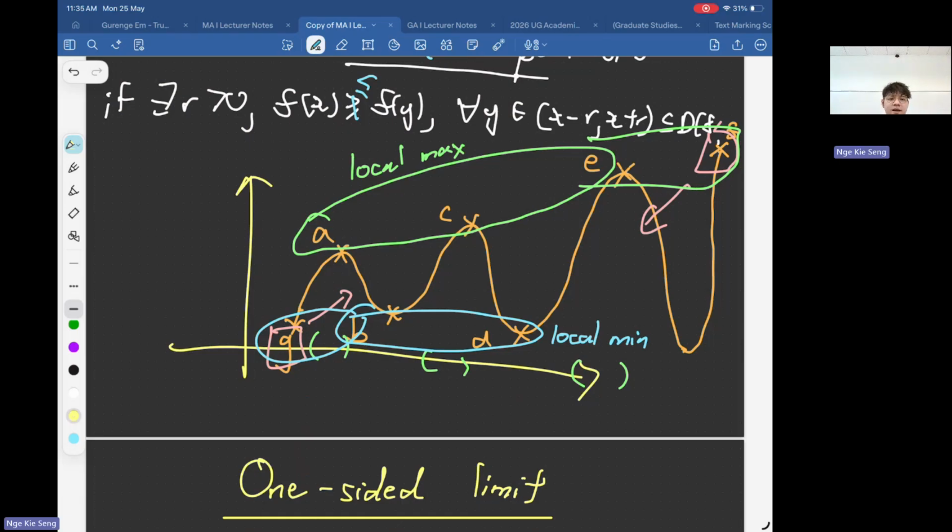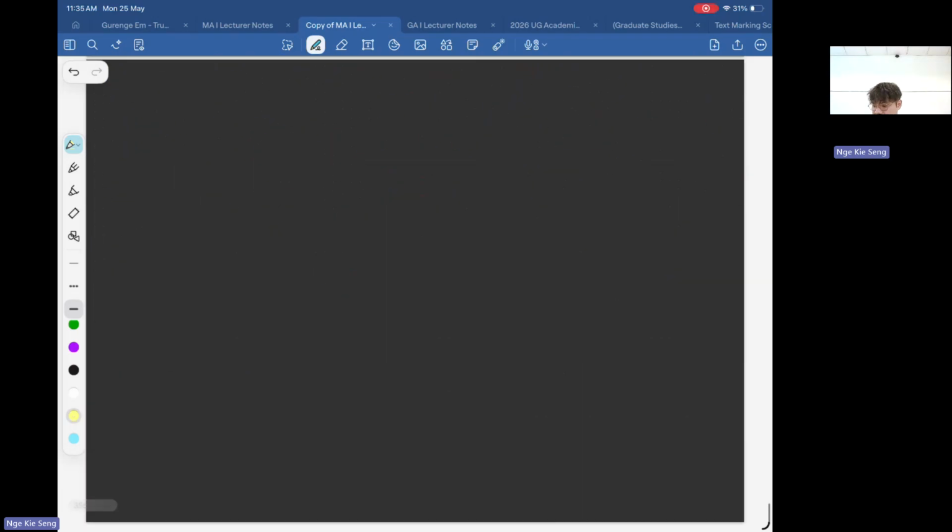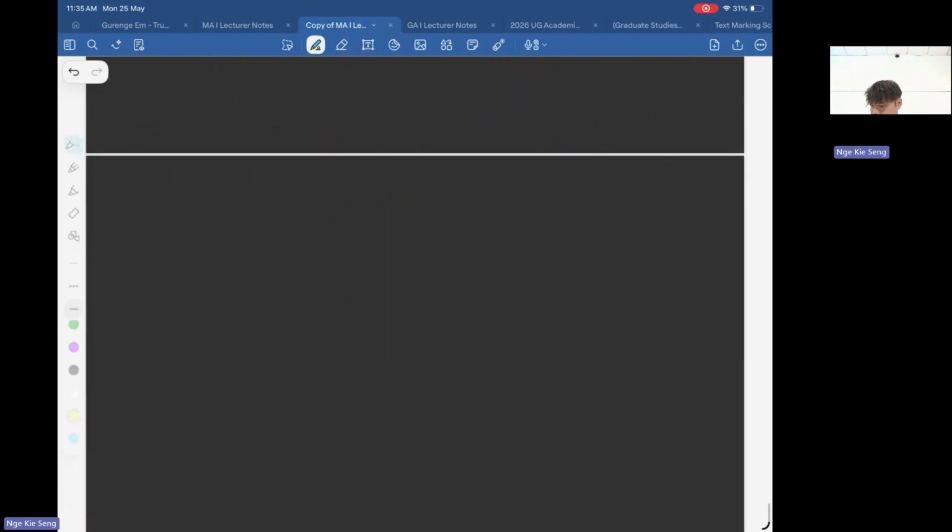Okay, but before that, I think we need to prove some cool theorem first, which is Rolle's theorem. Rolle was another mathematician, so you can try and do research on him.